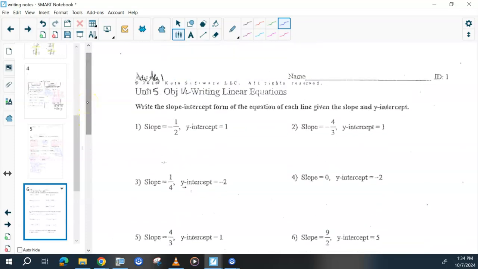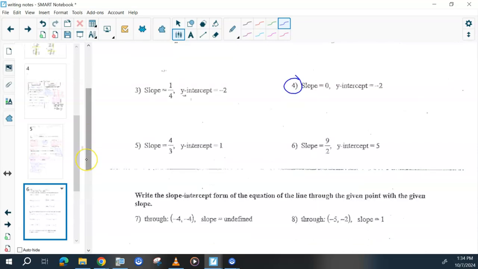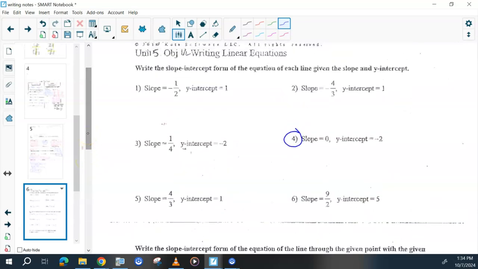On number 4 and number 7. Okay, so in number 4, if I have one, this is like the type where I just put the 2 points together and write the equation. But if I have a slope that's a 0, an alarm should go off, a bell should go off, that this is going to be a special situation.